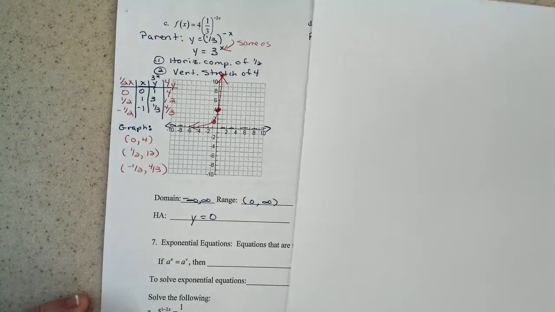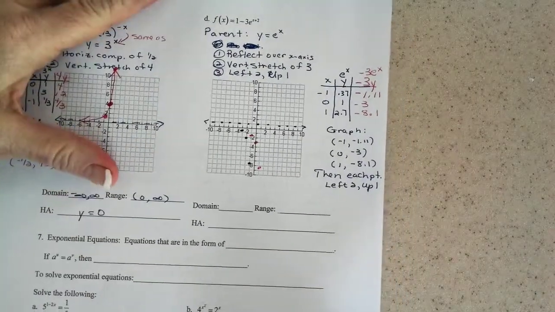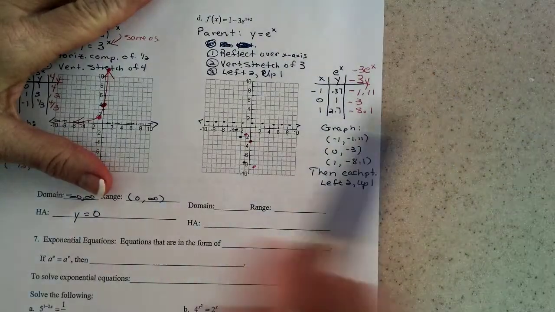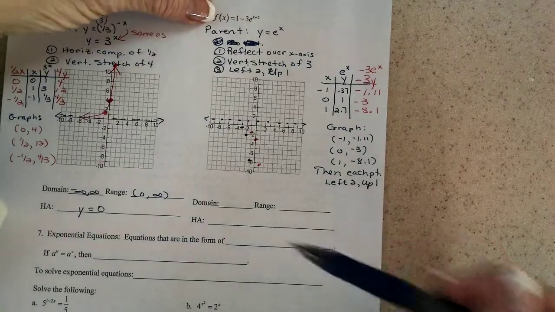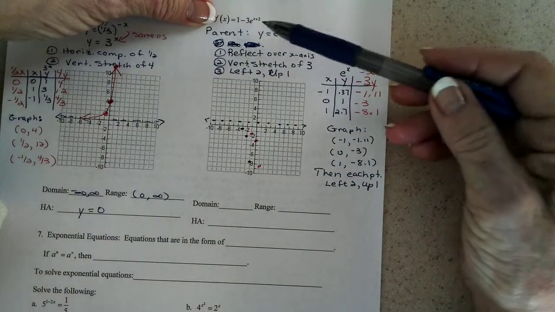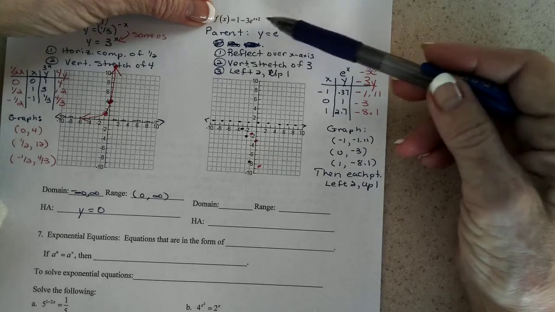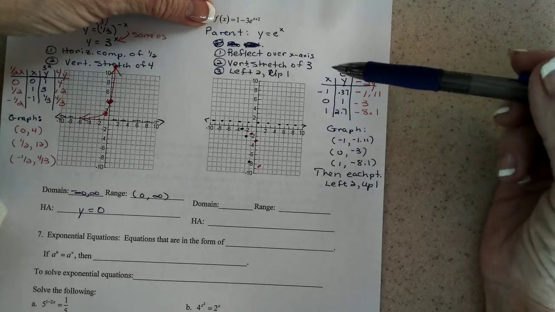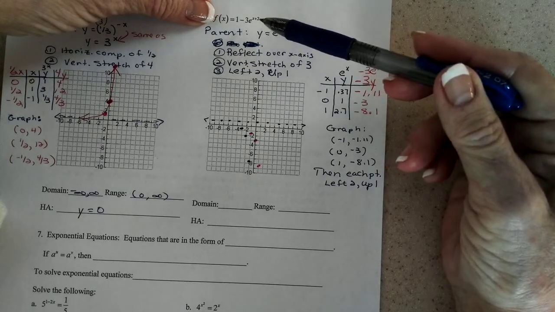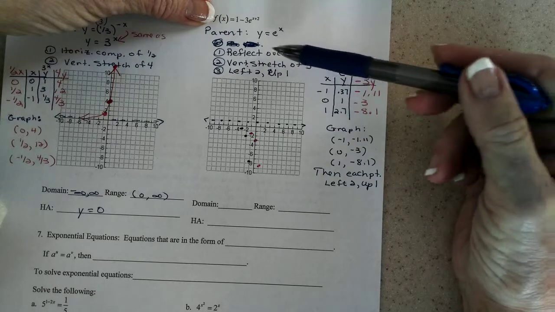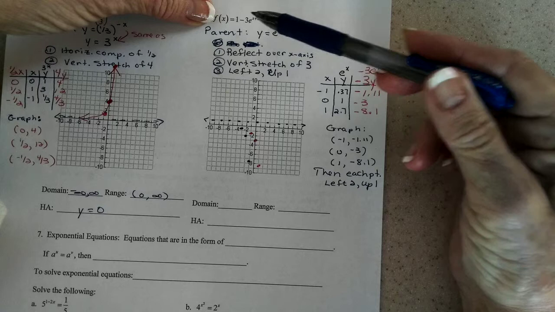And now the last graphing example, D, looks pretty complicated. 1 minus 3e to the x plus 2. So let's look at that and figure out what is the parent. When you look at this, it just looks like e to the x is the parent. There's no transformation on the x at all. But we do see that there's a negative in front of the 3. We see a 3, the vertical stretch. So there's a reflection over the x-axis. There's a vertical stretch of 3.